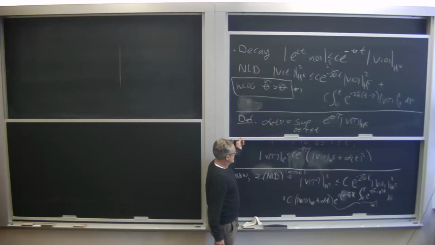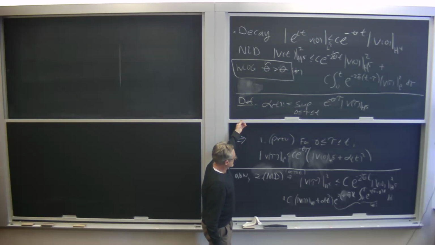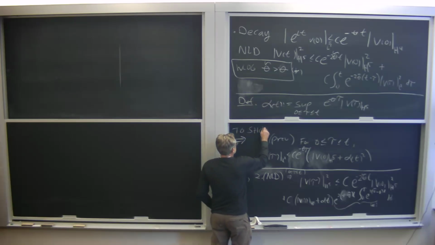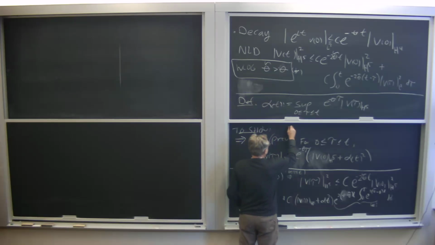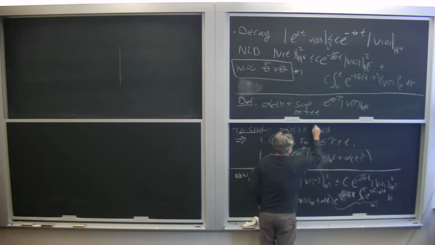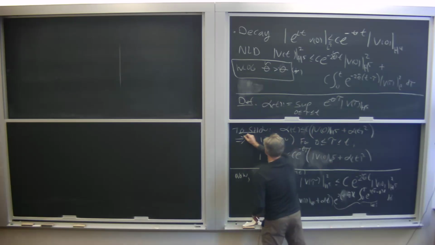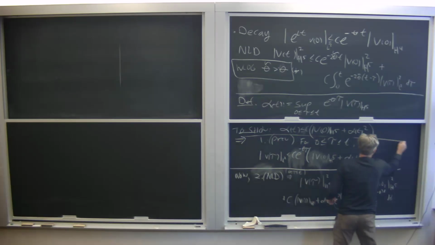What we specifically wanted to prove was the damping estimate. Sorry, the bootstrap. We want to show that alpha of t is less than or equal to v not H5 with a constant plus alpha of t squared. That's this bootstrap.